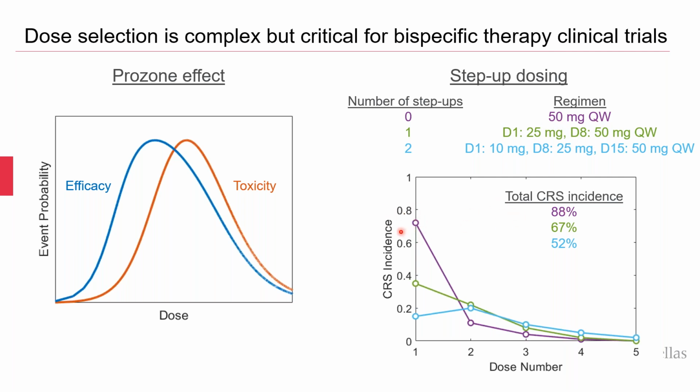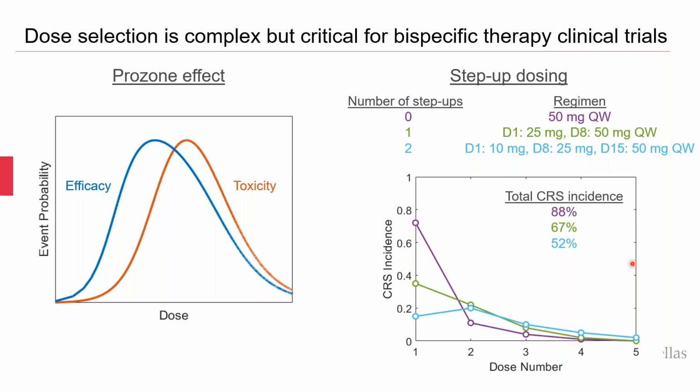a 88% CRS incidence. The idea with step-up dosing is rather than going straight to our efficacious dose level at day 0, we're going to give lower doses and step up to that efficacious dose. So for example, let's say we want to give one step-up dose of 25 milligrams, and then the next week, we'll start giving our target efficacious dose of 50 milligrams once weekly. Or we could do two step-ups, where we're going to start with 10, step up to 25 a week later, and then step up to our target efficacious dose of 50.